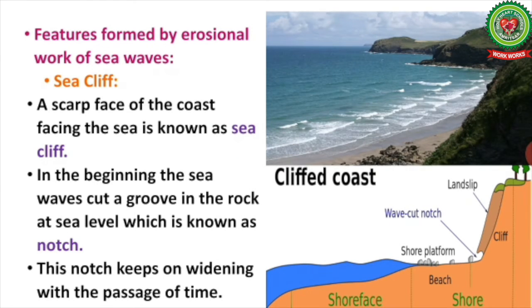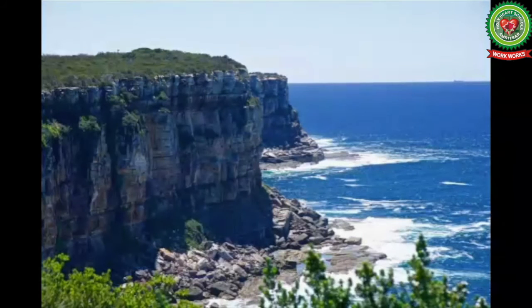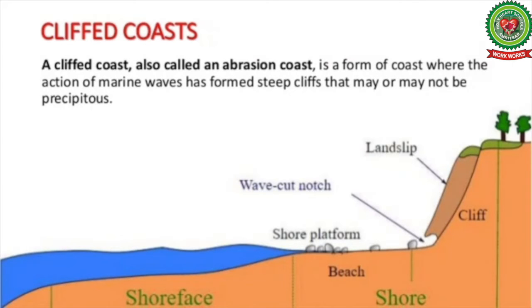The first feature formed by the sea waves is the sea cliff. A scarp face, scarp means very steep slope. A scarp face of the coast facing the sea is known as a sea cliff. As we have already discussed, a sea cliff is a vertical rock facing the sea.